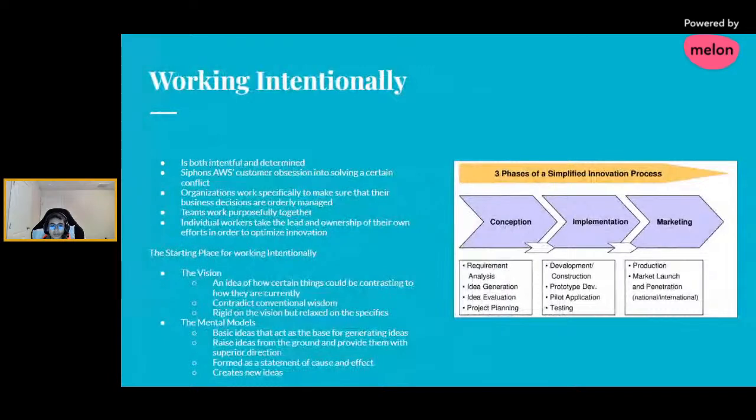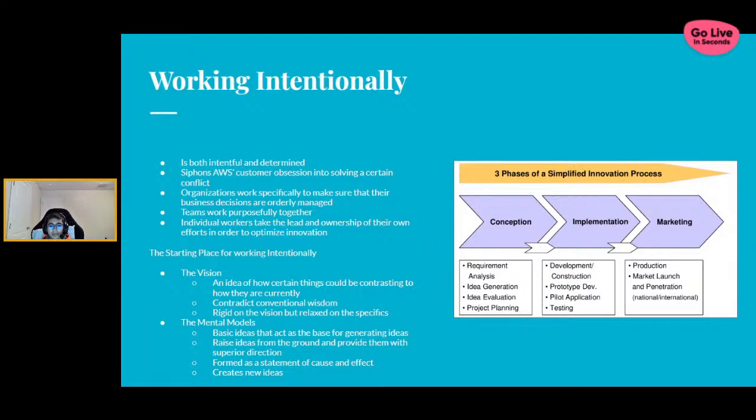Next, working intentionally. It's important to work both intentionally and determinedly. This siphons AWS's customer obsession into solving a certain conflict. Organizations work specifically to make sure that their business decisions are orderly managed, and teams will work purposefully together. Individual workers will take the lead and ownership of their own efforts in order to help optimize innovation.